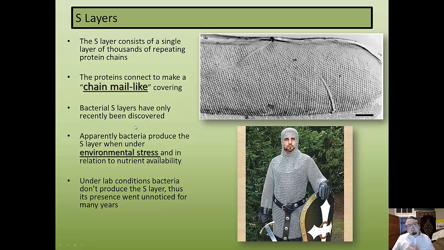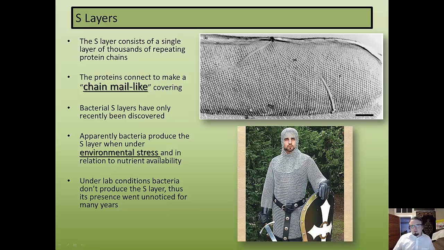But apparently they produce this when they're under environmental stress, and I guess it's a way to help trap water and prevent certain things from entering and exiting the cell, also from potential damage from the outside, such as sunlight or UV light. So the S layer is just a basic protective layer. Another interesting thing I want to point out is that only in recent years was this even discovered as being part of the bacteria. And part of the reason for that was because it turns out they only produce this under environmental stress.